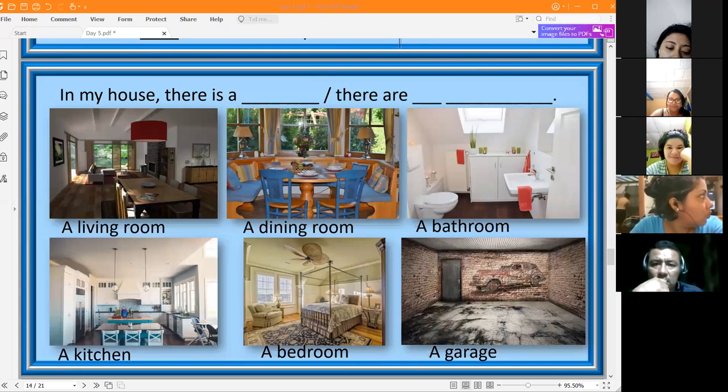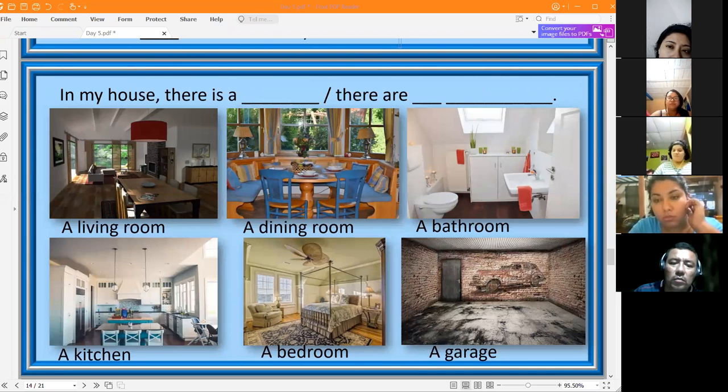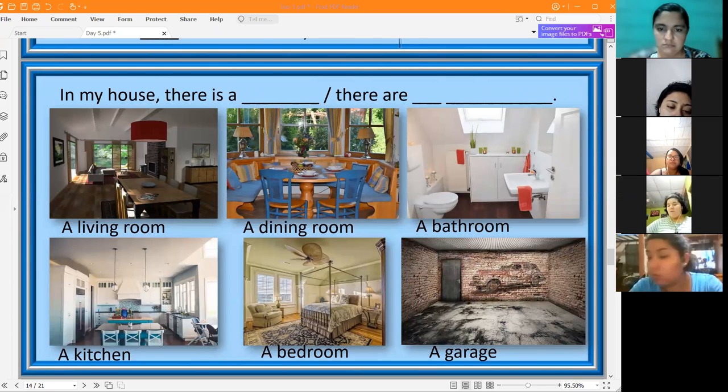Now, Marlon Napoleon Fuentes. In my house, there is a living room, a dining room, a bathroom, a kitchen. There is a bedroom. There is a garage. Okay. Excellent. Thank you very much, my friend. Let me see who else.